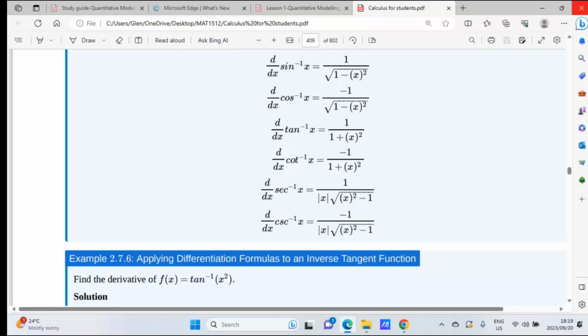So, what are you saying to us, the two of you? What is the 2x answer? The answer is 2x over 1 plus x to the power of 4. Yes, I agree with that.